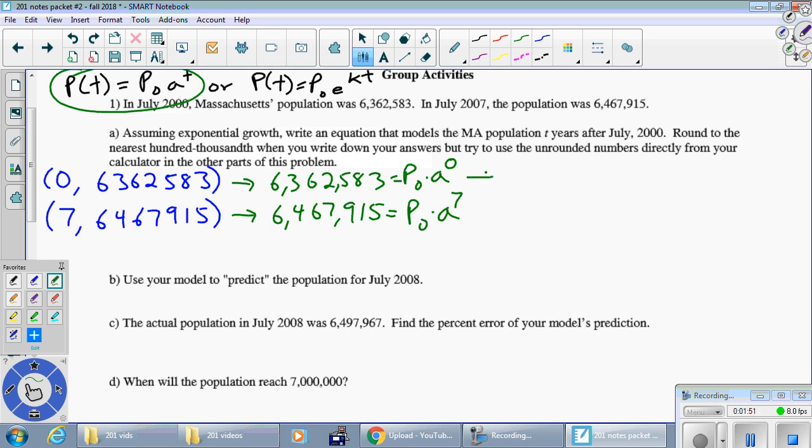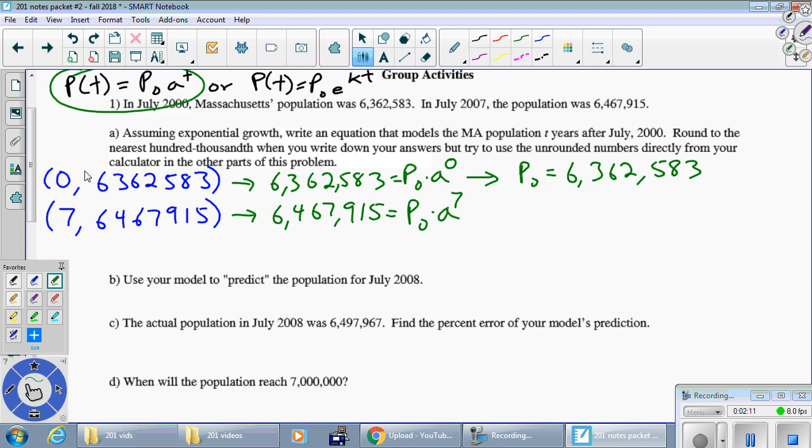Okay, this first equation is nice because A to the 0 is 1 for any value of A. So that tells me that P0 is this first population number, which of course makes sense, right? If we're starting the clock in July 2000, then yeah, this 6,300,000 number is the initial population, and that's what P sub 0 stands for.